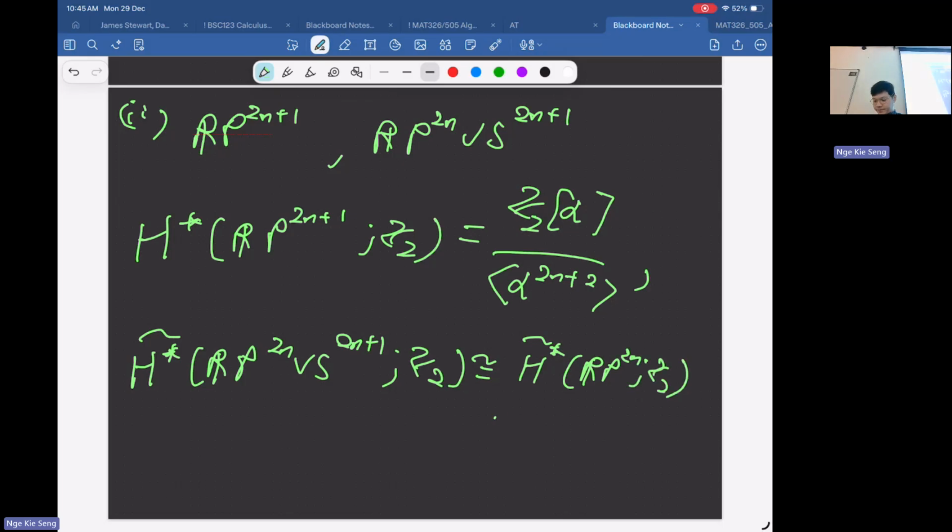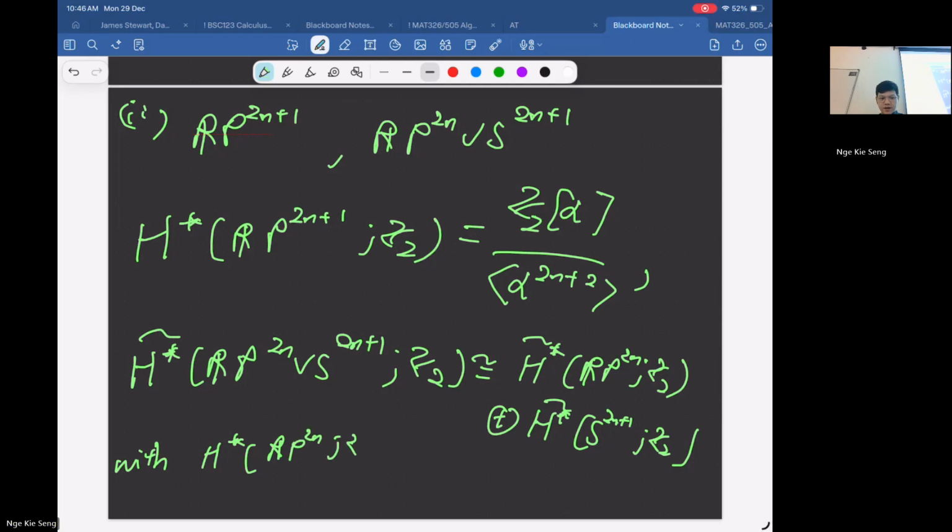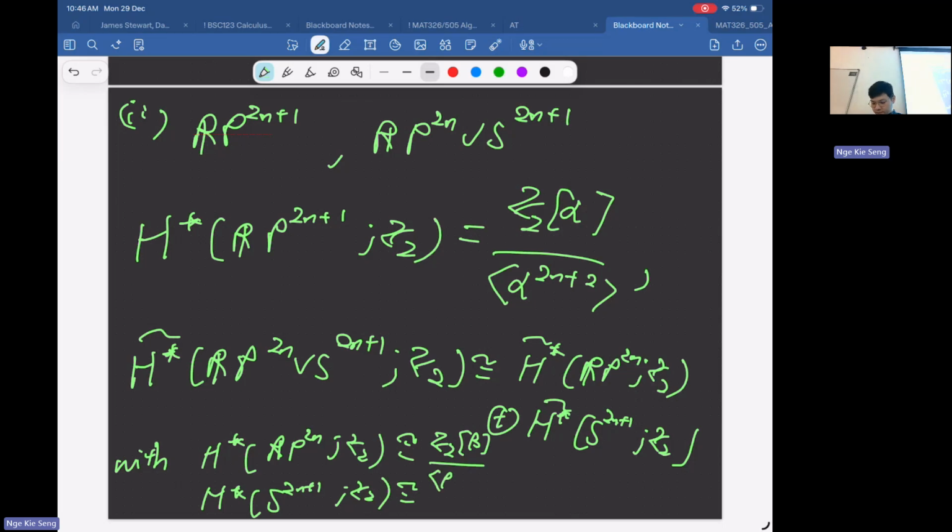Later we just add in H0, which is very easy to add. So if we split into these two, we just need to care about the H star of RP2n and the H star of S2n+1. One of these is Z2 of beta with beta to the 2n+1, where beta is degree 1, and the other is, let's say, gamma, where gamma is in degree 2n+1.